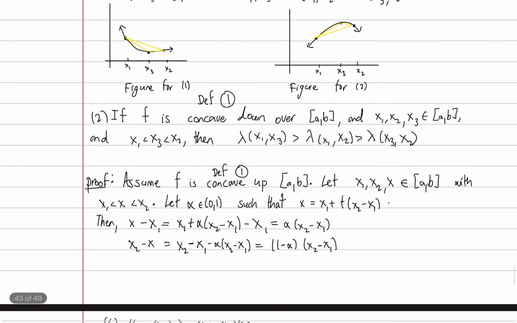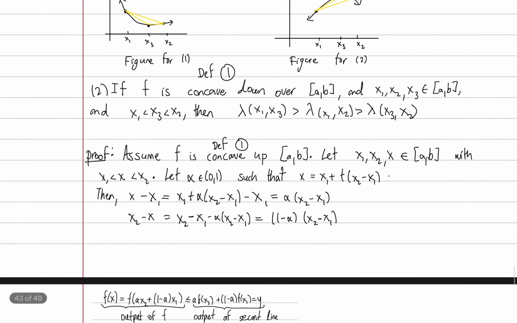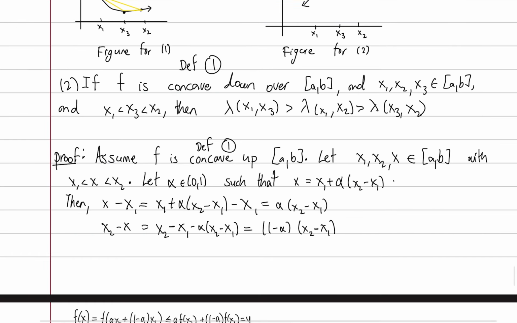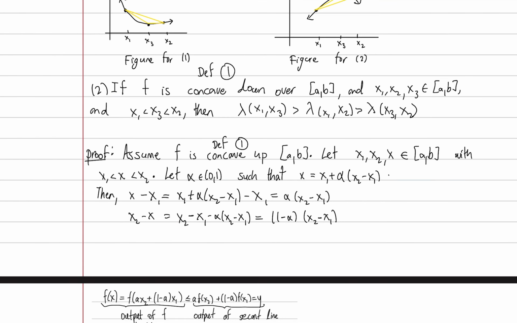So assume f is concave up by definition 1, and we'll let x1, x2, x belong to the interval with x1 less than x2, right? So x is between x1 and x2. We're going to let alpha be between 0 and 1 such that x is equal to x1 plus alpha times (x2 minus x1), right? Remember, this is the parametrization that we were talking about before for secant lines. We're just going to use that.